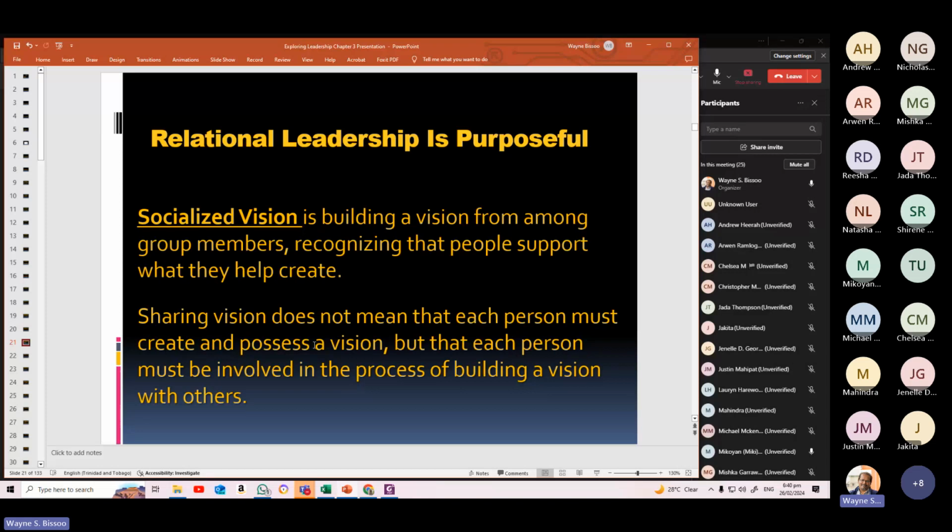So that's something that good organizations and the relational leadership model speak to. You can't be the only person who has this vision, or else it's not going to go anywhere because you're not going to get the kind of support that you need from people to drive that vision moving forward. Sharing your vision doesn't mean that every person must create and possess a vision, but each person must be involved in the process of helping to build that vision with other people around them.